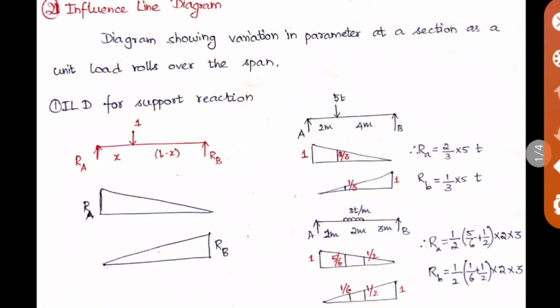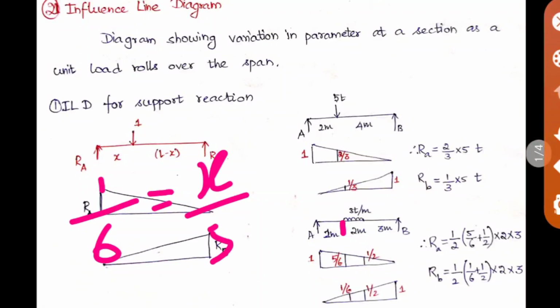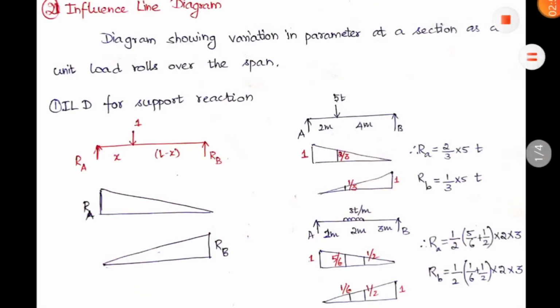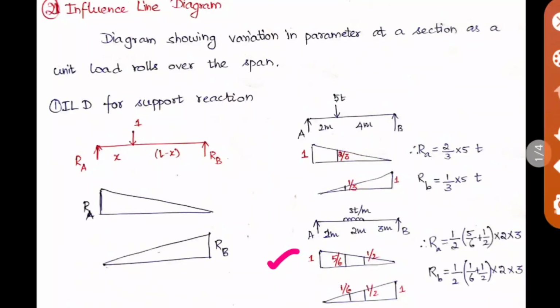Okay, so here if you see, the starting point is at a distance of 5 meters from B. So you will be getting 1 by 6 is equal to x by 5, so x will be 5 by 6 there. When you do for the second case, it is 1 by 6 is equal to x by 3, so x will be 3 by 6, which is equal to 1 by 2. So now you got both the ordinates for the reaction at RA, to find the reaction at RA.